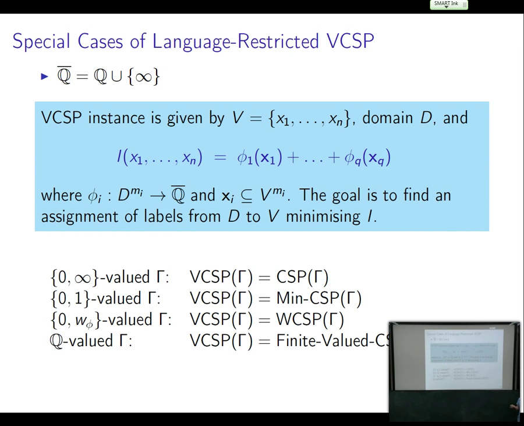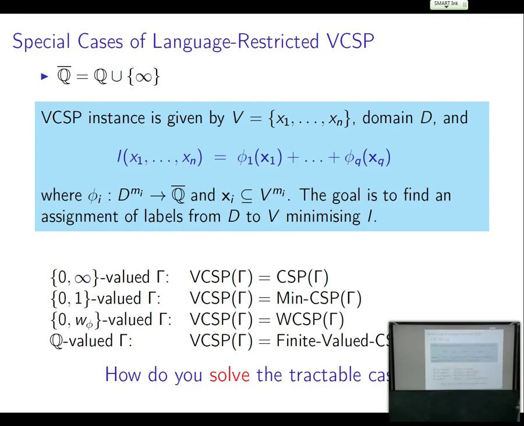So this is a very general framework, and there are very special cases that have been studied before. For instance, perhaps the most well-known one: if all the functions are zero-infinity valued, there is in fact no optimization involved. These are just relations. It seems rather strange to talk about minimizing, but it's just the decision problem. These are constraint satisfaction problems. The language-restricted ones are known as non-uniform CSPs. And there's a famous conjecture of Feder and Vardi from more than 20 years ago that these problems admit a dichotomy: all the problems are either solvable exactly in polynomial time or NP-complete. And there are some other special cases that we'll touch on later on.